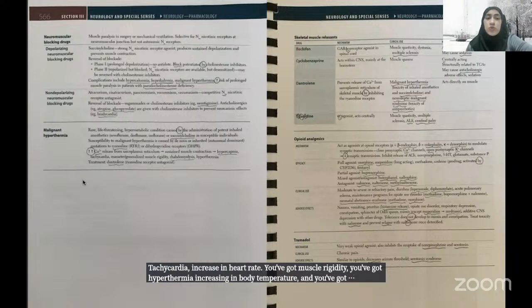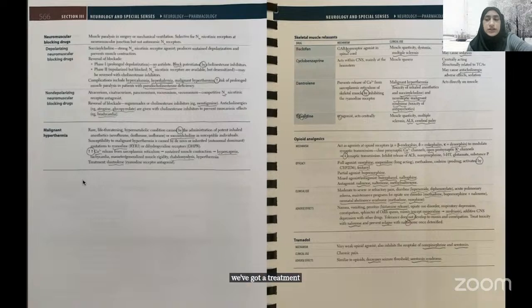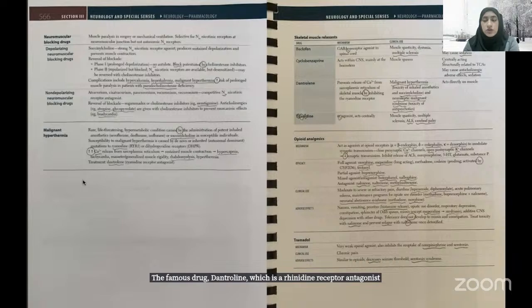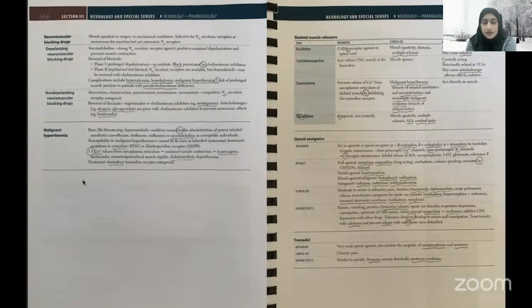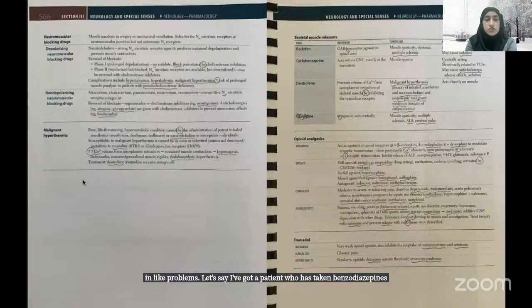The good thing is, we've got a treatment. We've got a drug that can help with malignant hyperthermia: the famous drug dantrolene, which is a ryanodine receptor antagonist. So, two drugs we can use in problems. Let's say I've got a patient who has taken a benzodiazepine overdose. We've got flumazenil. Let's say a patient has malignant hyperthermia. There's a drug, dantrolene. So medicine is not really that complicated. We've got a few drugs which are basic antidotes, so it's always good to remember them.